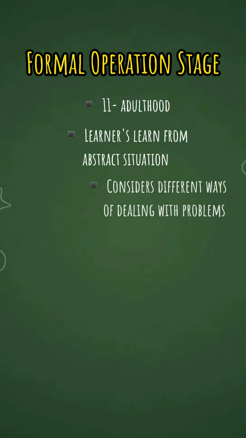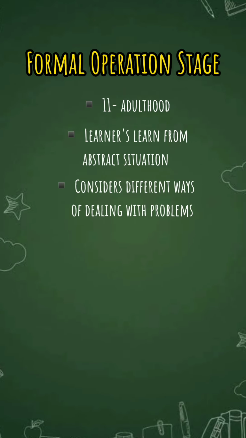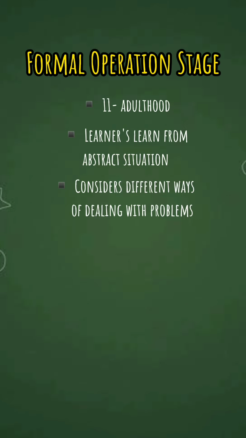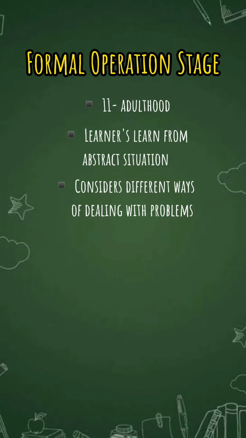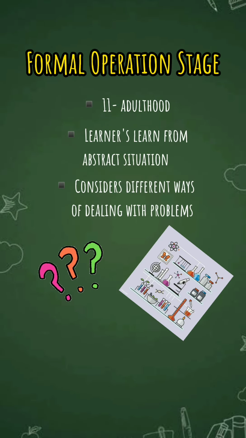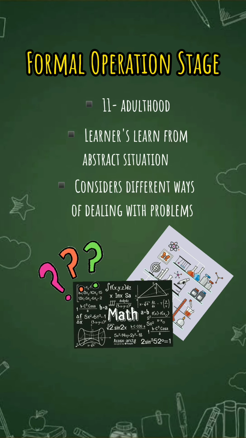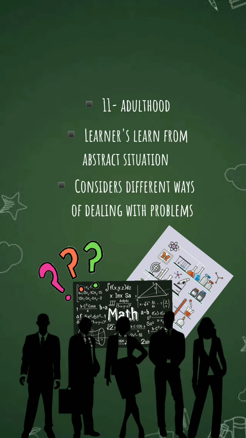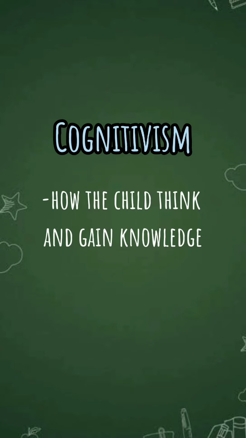Lastly, the formal operational stage, from 11 to adulthood. In this stage, the learners learn from abstract situations and are no longer dependent on concrete operational experiences. The child also considers different ways of dealing with problems. The child is also able to reason about tangible objects or events and about hypothetical or abstract ones, such as asking what-if questions, scientific experiments, and the more challenging math problems into a lifelong learning process. Thus, cognitivism focuses on how the child thinks and gains knowledge.